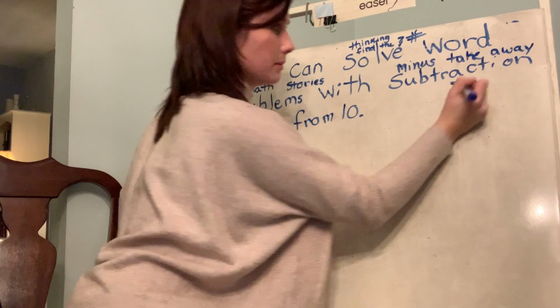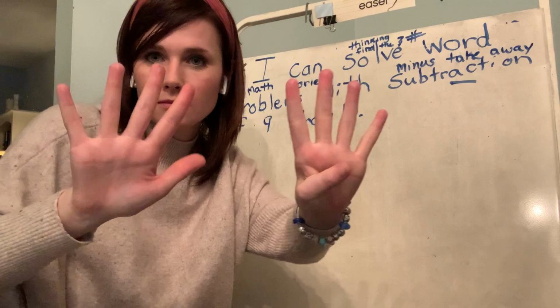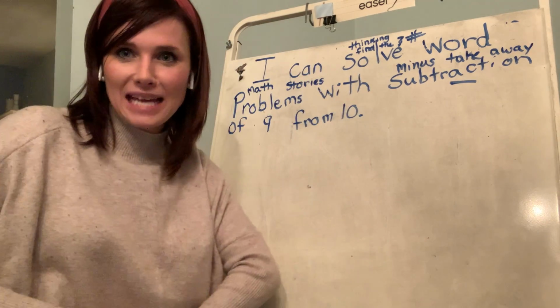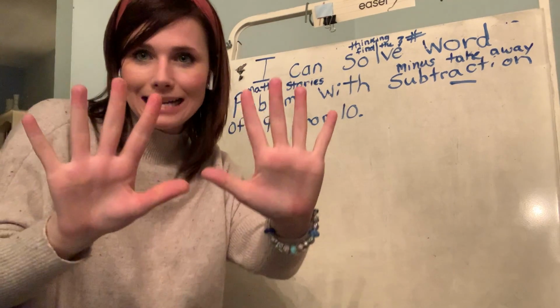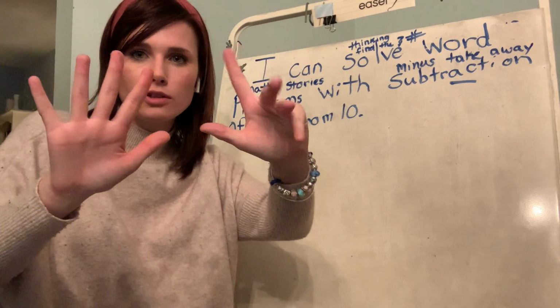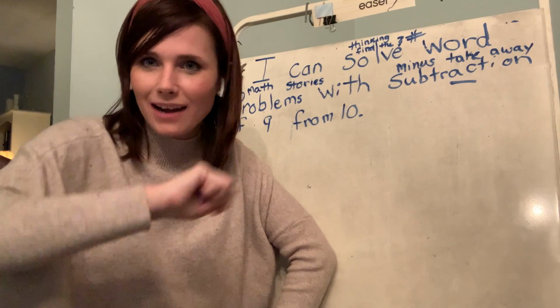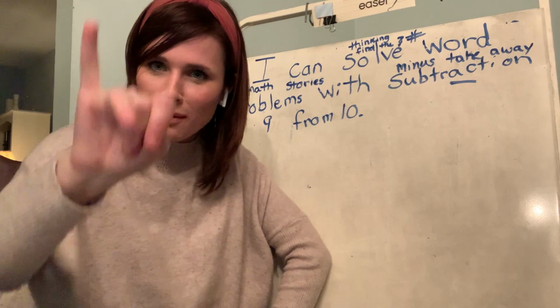And this is our minus symbol. Of 9. Show me 9 fingers. Nice job. From 10. So it's going to be 10 take away 9. And what are we left with if we do 10 take away 9? 1, 2, 3, 4, 5, 6, 7, 8, 9. 1, right? 10 take away 9 is 1.